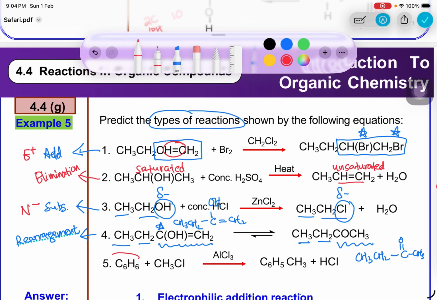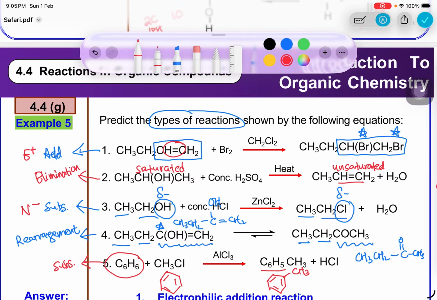The last reaction, when you see the compound C6H6, basically you have to know it is a benzene ring with alternating double and single bonds. C6H5 means that one of the 6 hydrogens becomes 5 hydrogens, so one of the hydrogens is replaced by the CH3. So this type of reaction is substitution. A strong reminder for everyone, it is not addition but substitution.